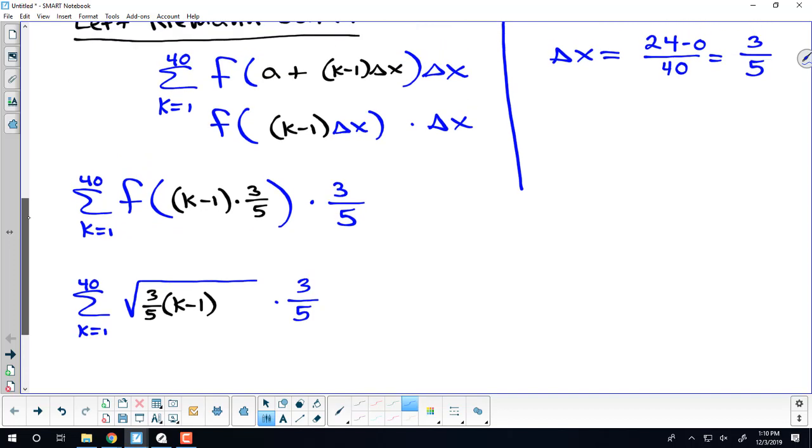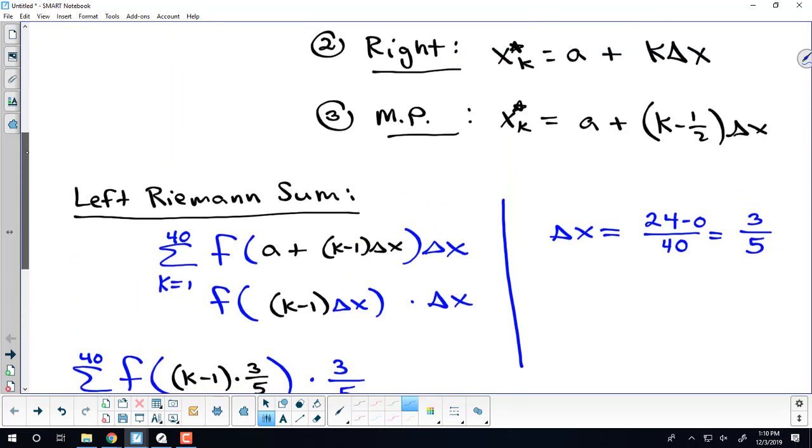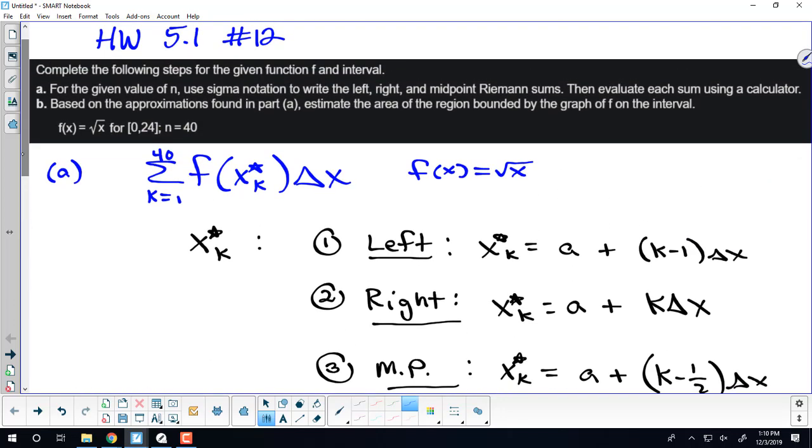Why is it times 3/5 twice? Well, the delta x is present in the x star, and it's present outside of the function itself. So you have that delta x showing up twice. We just go back up to the definition. The x star for all three of these involves a delta x, but this delta x here is the width of each rectangle.